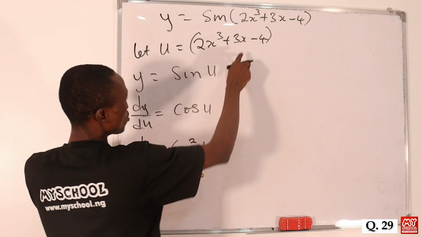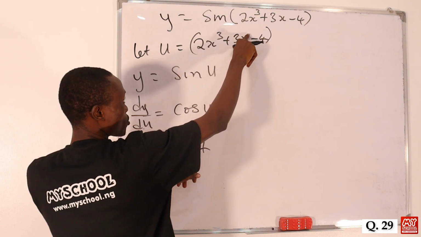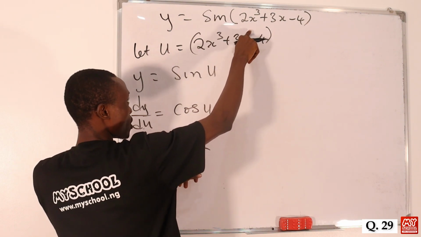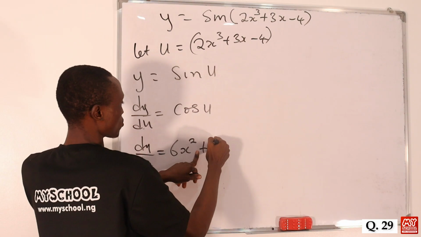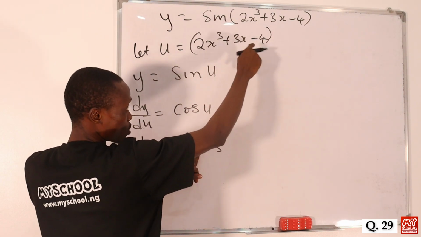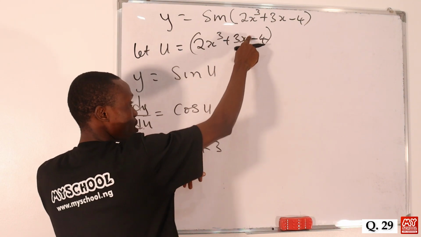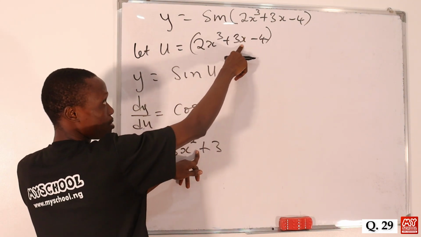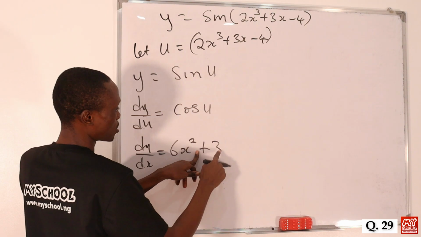Then plus, if we differentiate 3x, of course the power of x is 1. So we use 1 to multiply 3, that will give us 3. Then that 1, we subtract 1 from it, so that will give us 0. Take note, anything raised to power 0 is 1. So that will just be 3 here.